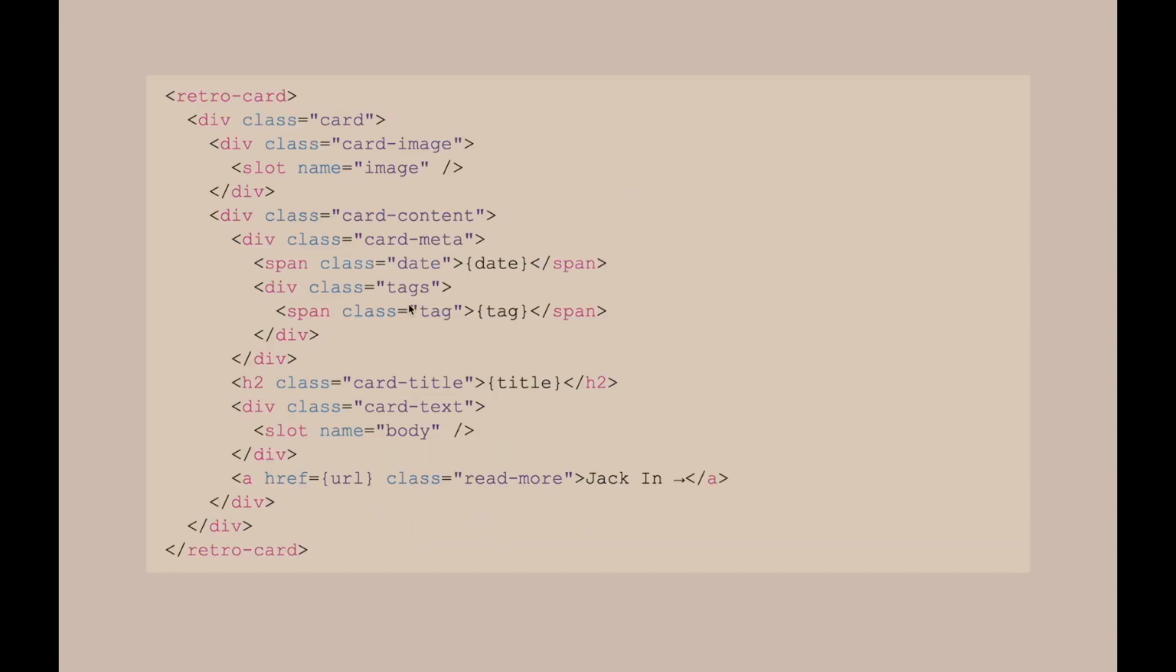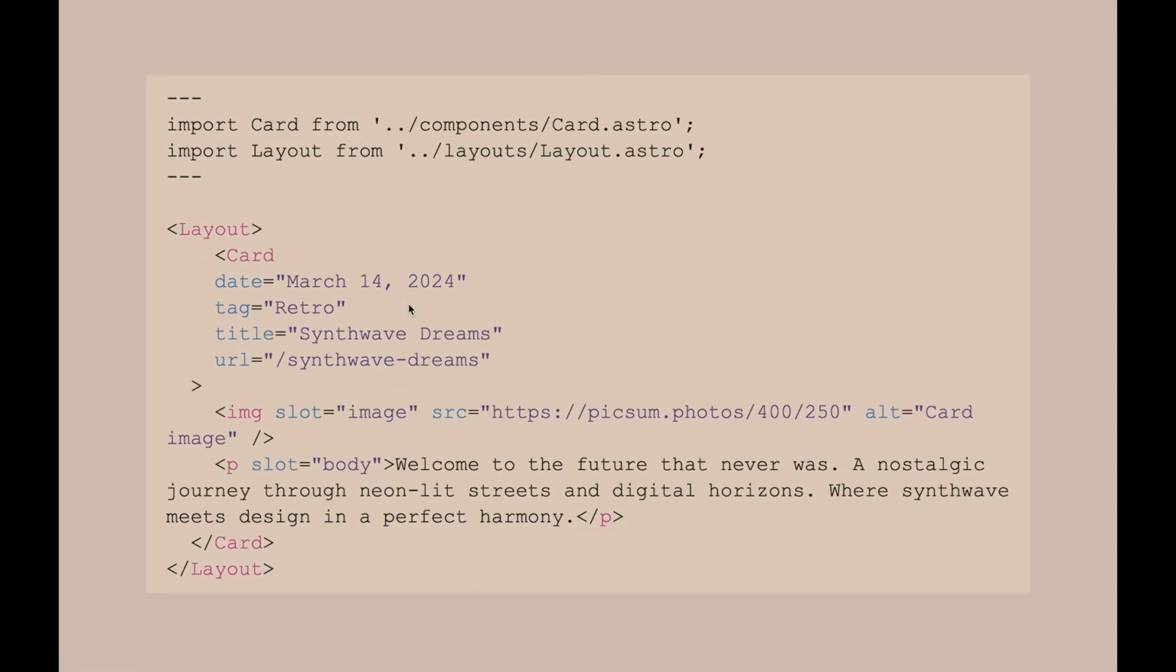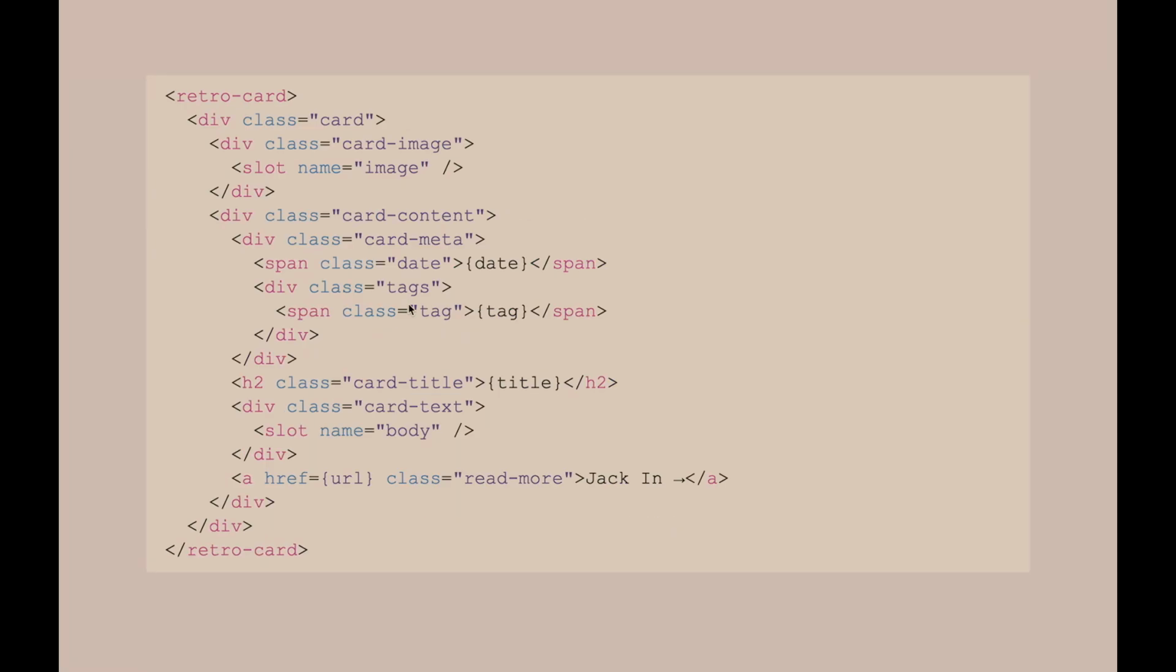So looking at our card, things that we might want to have, I believe, would be the slots. Astro just uses a slot tag to represent a slot. There's just a couple that we have here. One is for the image, and the other one is for the body.